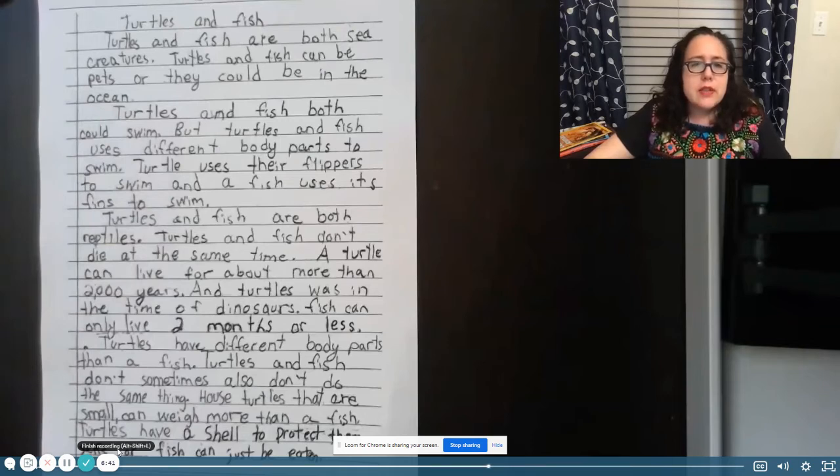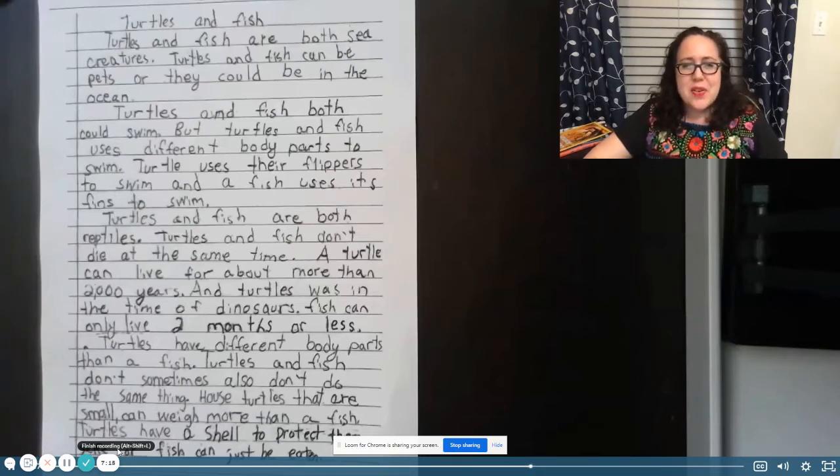A turtle can live for about more than 2,000 years. And turtles was in the time of dinosaurs. Fish can only live 2 months or less. Turtles have different body parts than a fish. Turtles and fish sometimes don't do the same thing. House turtles that are small can weigh more than a fish. Turtles have a shell to protect them. Or fish can just be eaten.